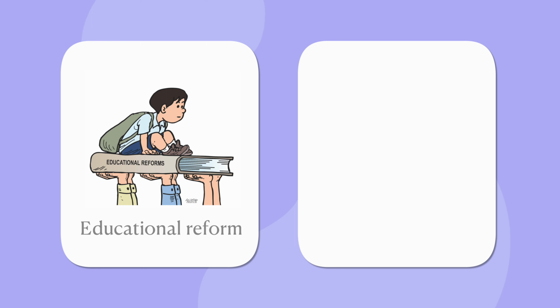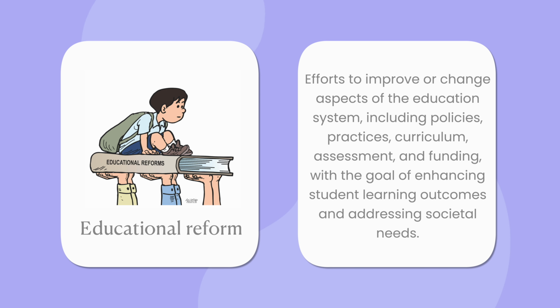Educational reform. Efforts to improve or change aspects of the education system, including policies, practices, curriculum, assessment, and funding, with the goal of enhancing student learning outcomes and addressing societal needs.